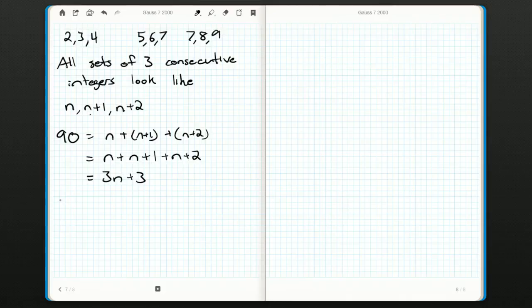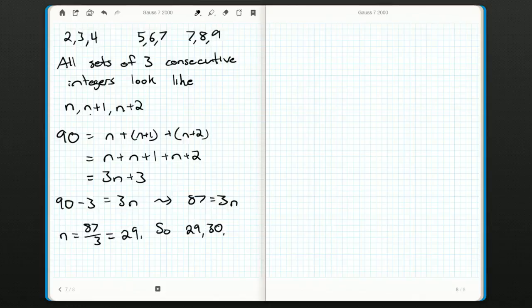So now I could rearrange, and I could say 90 minus 3. I get rid of the 3 on this side, and I'm left with 3n on this side. 90 minus 3, well, that's just 87. So 87 is the same as 3n. Now I want to know what n is, because once I know what n is, then I'll know what three consecutive numbers I'm looking at. So, if I just want n, I divide 87 by 3. And when I do that, pop out my calculator and take 87, I divide it by 3, I get 29.